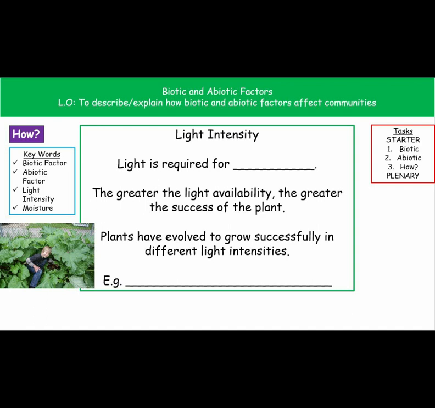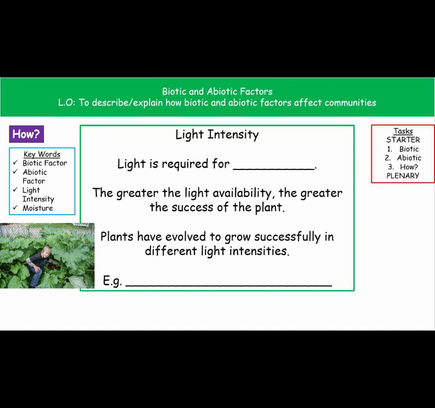What we then find is that the greater the amount of light available, the greater the success of our plant, because it means that our plant is going to be able to carry out a greater rate of photosynthesis, meaning it's going to be able to make more glucose, which it needs to then build all those new cells. However, what we will find is that not all plants have been created equally.